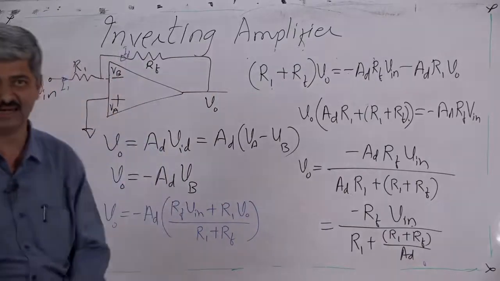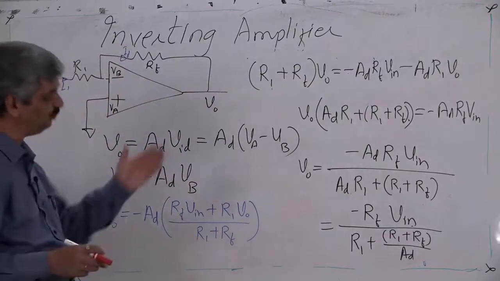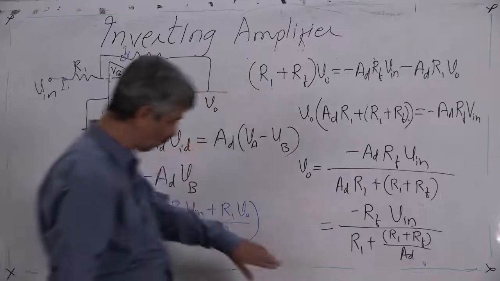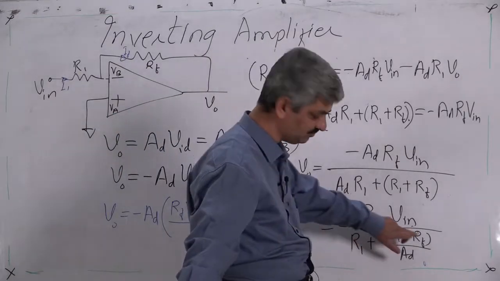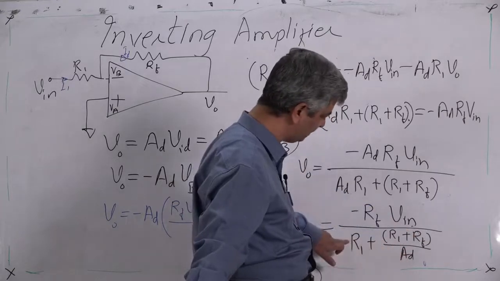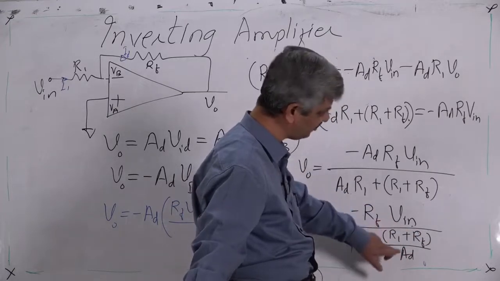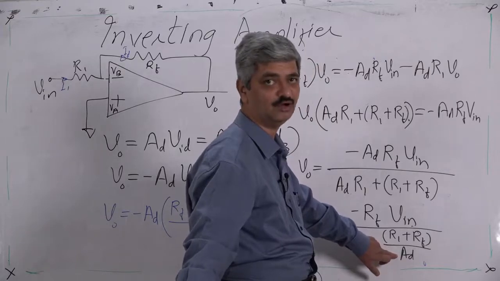As AD is quite large compared to R1 and RF, also this is R1 which is in some thousands, this is also in some thousands, this is in lakhs, so something in thousands plus thousands upon lakh, there is something in point, not one or so.